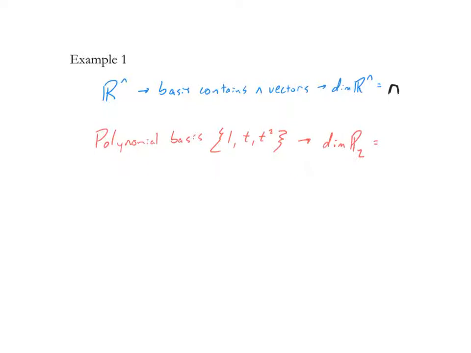We just kind of connect it to this term basis. And in the polynomial basis, the second part of this example, the polynomial basis 1, t, t squared, there are 3 vectors there. They are linearly independent. They span P2, that's polynomials up to a degree of 2. So the dimension of P2 is 3, right?